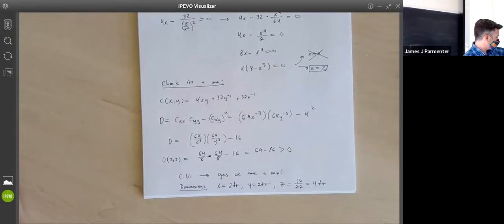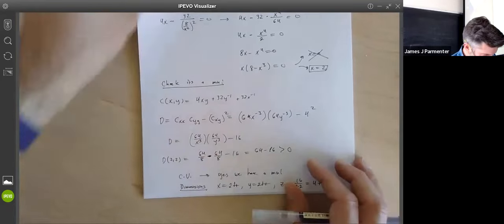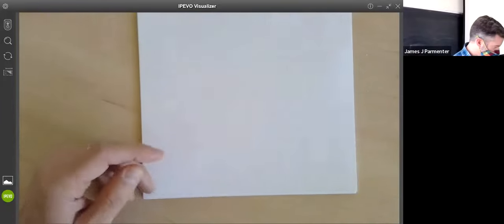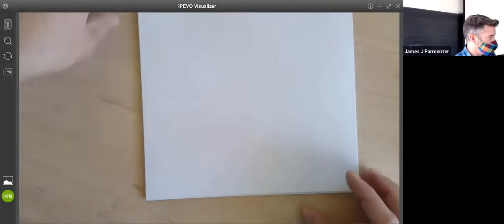Let's see, what time is it? We can do another one. I think we have time, let's do one more. And then next time we'll do this problem again, but with Lagrange multipliers.